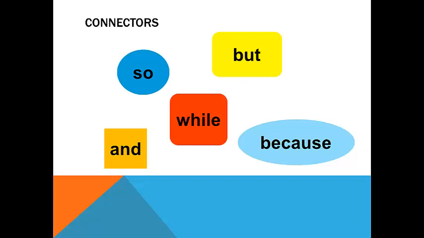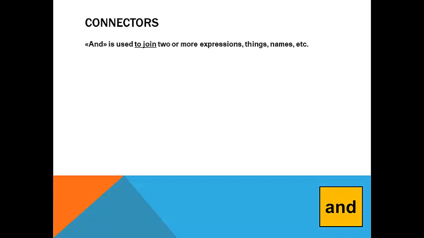Let's continue with this topic, and here we have first of all the connector and. Let's see some examples, but first of all, let's describe when we are going to use the connector and. It says, and is used to join two or more expressions, things, or names.